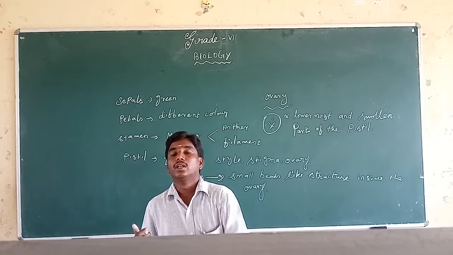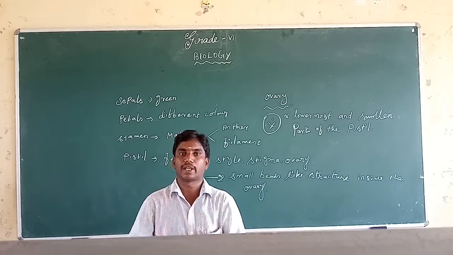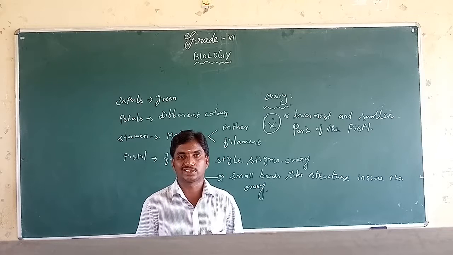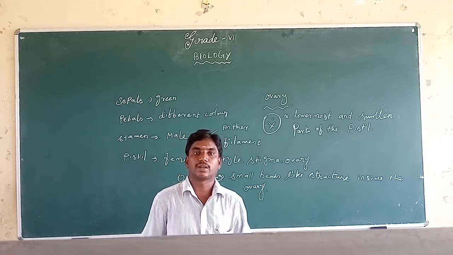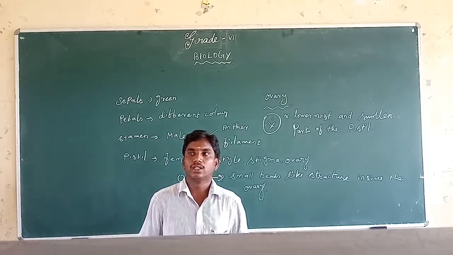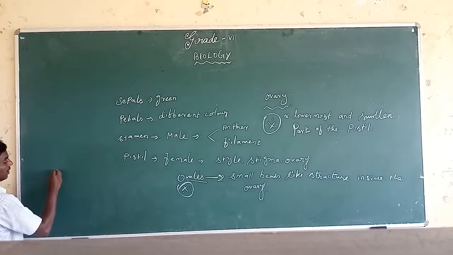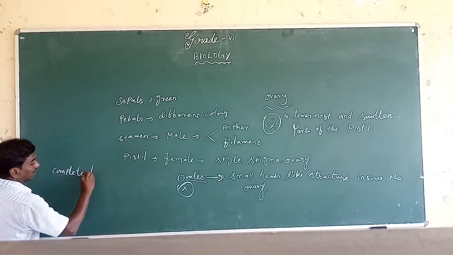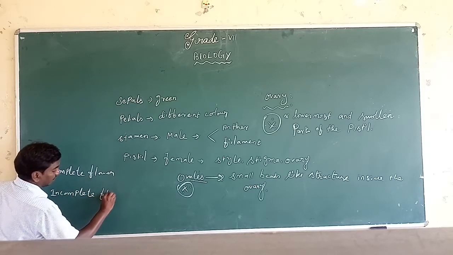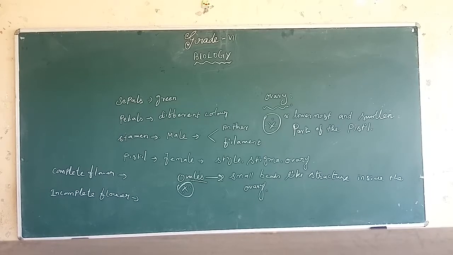Sometimes flowers have an absence of stamens or petals. Sometimes flowers have the absence of one or more parts of the flower. Sometimes the flower lacks stamens, or sometimes it lacks the pistil, or any one of them is absent. So in this way, flowers are classified into two types: one is a complete flower and another is an incomplete flower.